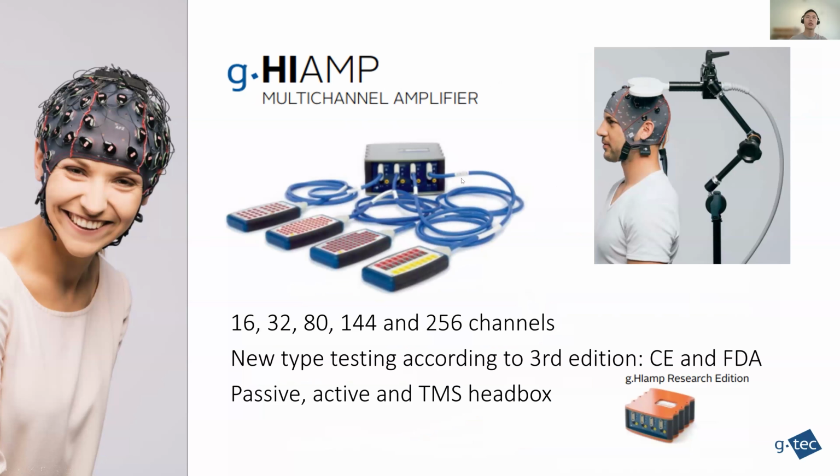The g.HIamp can support up to 256 channels per single device. We have clients using 4 devices at the same time for really high density mapping.